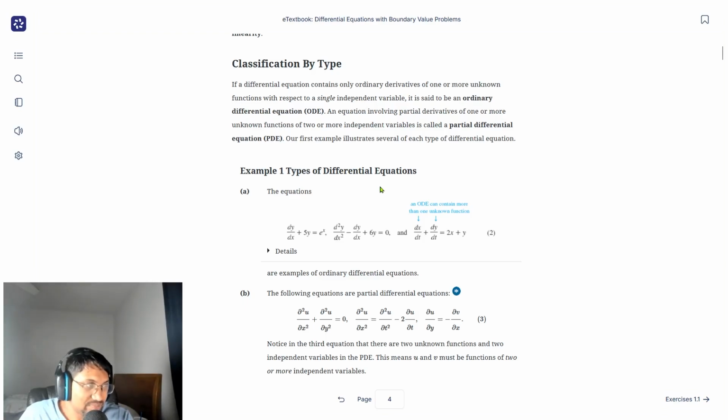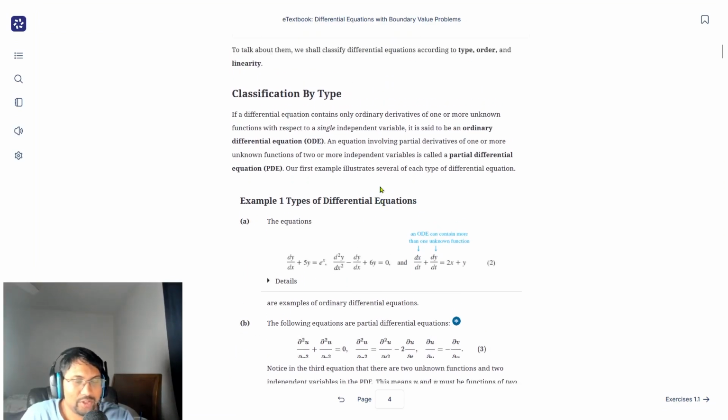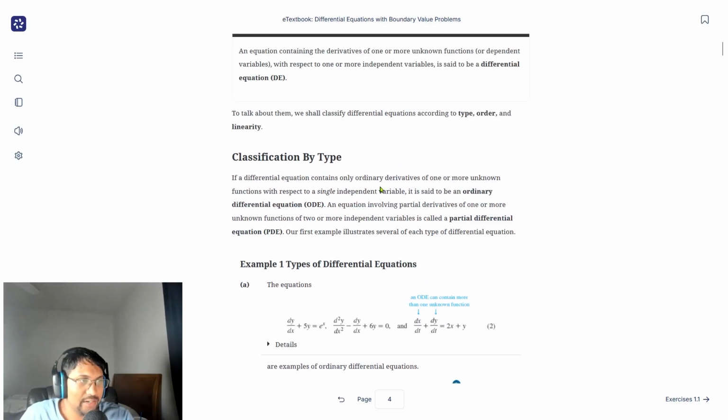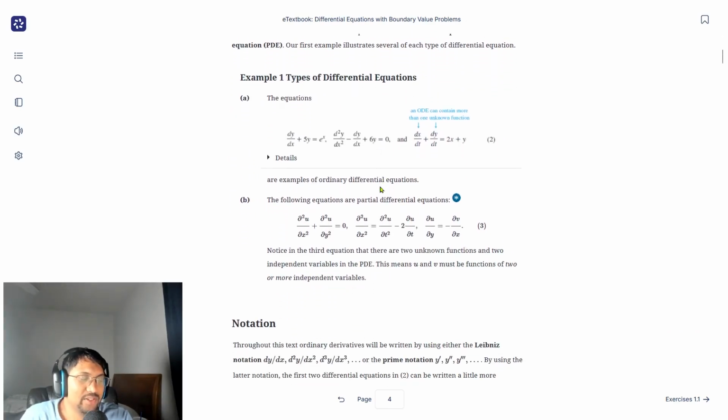But again, when it comes to differential equations, especially ordinary differential equations, the ones that we're going to focus primarily on for this video and the next few videos, we have to discuss things such as the order, the linearity, and of course, the type. And again, that is just going to be ordinary.